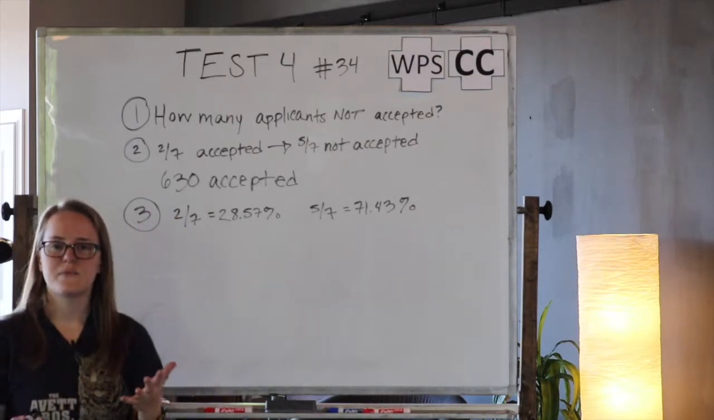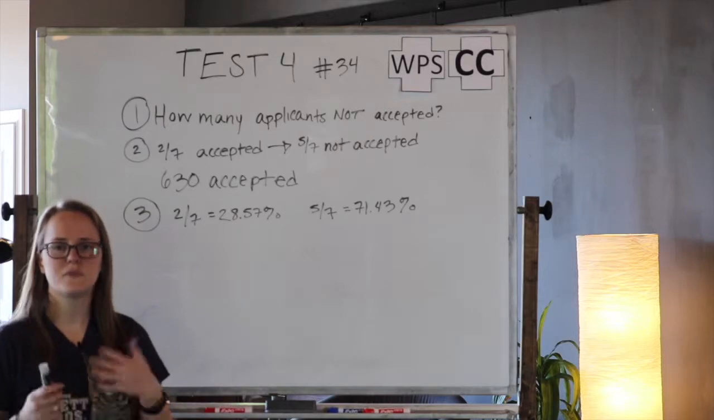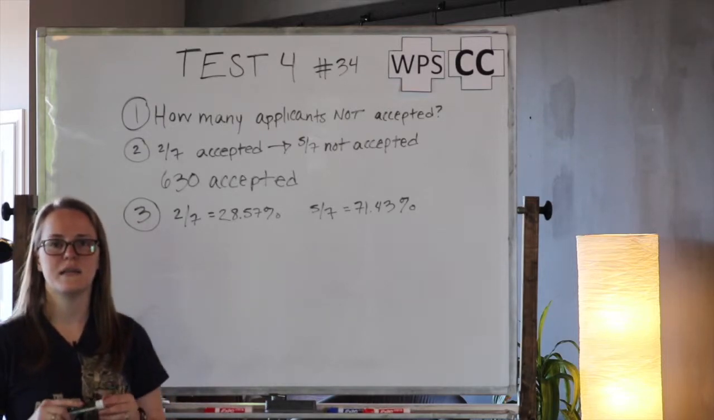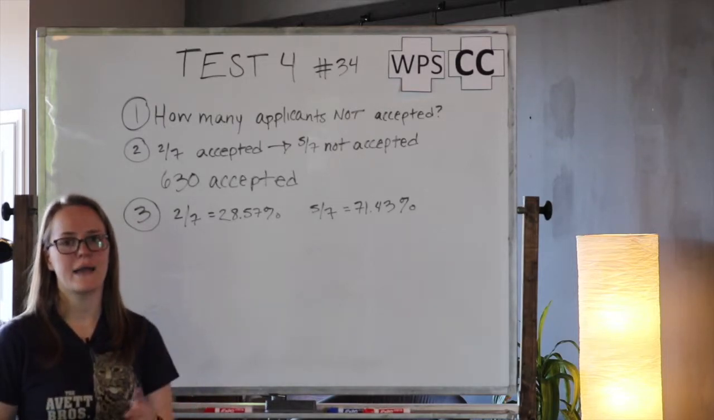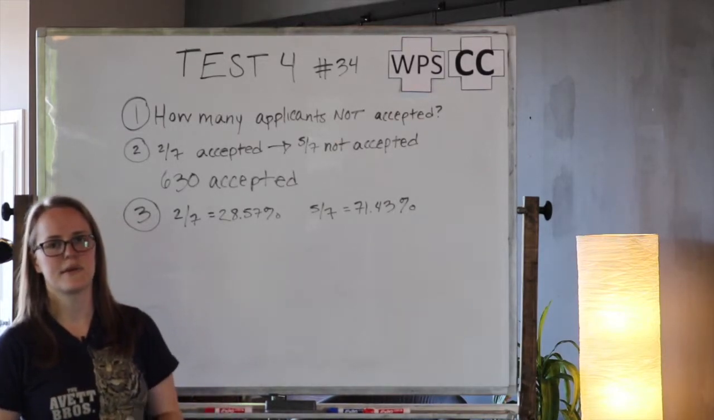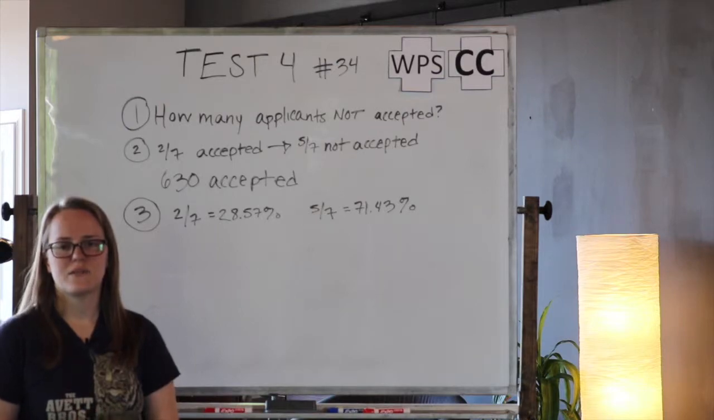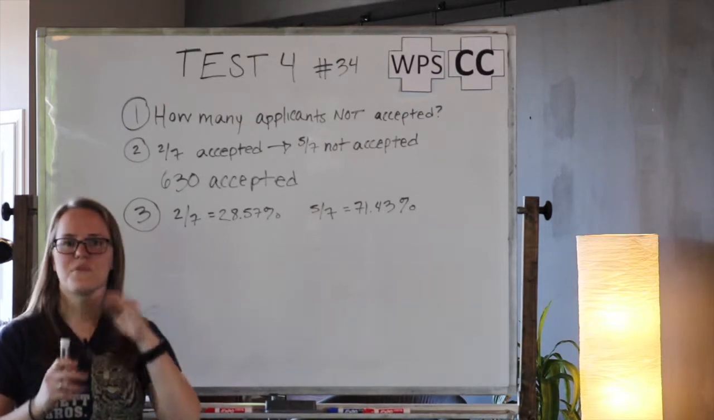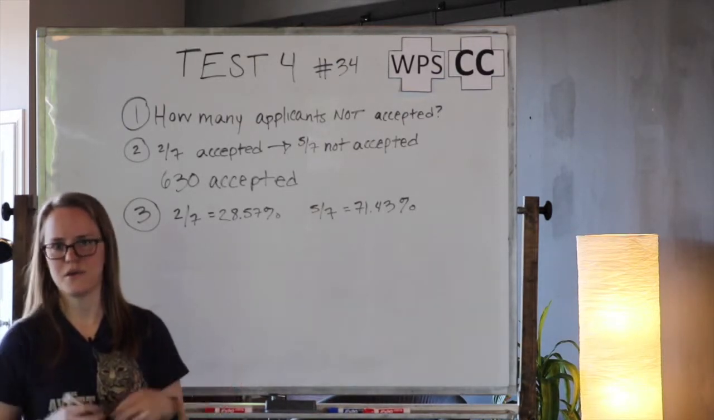So I think the easiest way to do this is in 2 steps. First, we're going to solve to find the number of total students who applied. Then from there, we're going to work backwards to figure out the number that were not accepted. That's just so that we have a whole number in the middle and we're not trying to work with a bunch of fractions all at once.